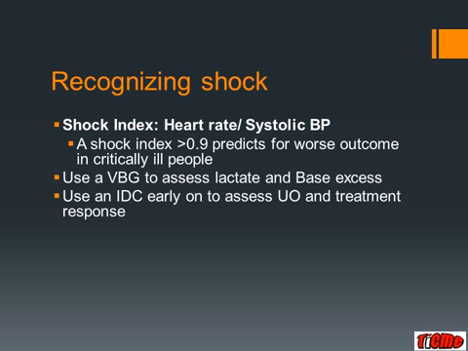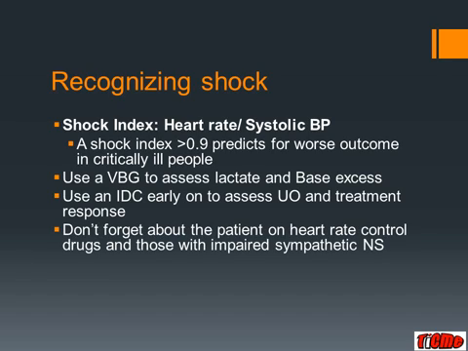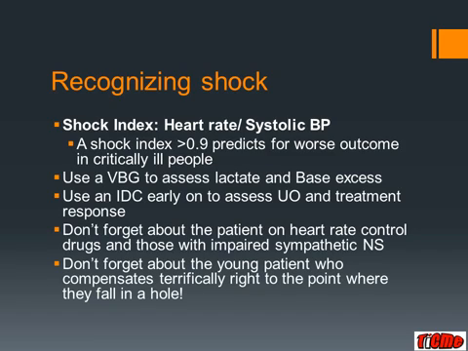Remember that we should be able to use a venous blood gas plus or minus a lactate and a base excess very early on to try and work out whether there's signs of anaerobic metabolism. We should put in an IDC nice and early to be able to assess urine output and response to treatment. It's very important. Don't forget that a patient who's on heart rate control drugs or those who have an impaired sympathetic nervous system will have a heart rate which will not respond as it should. And remember the young person who will compensate terrifically well right up to the point where they fall in a hole.